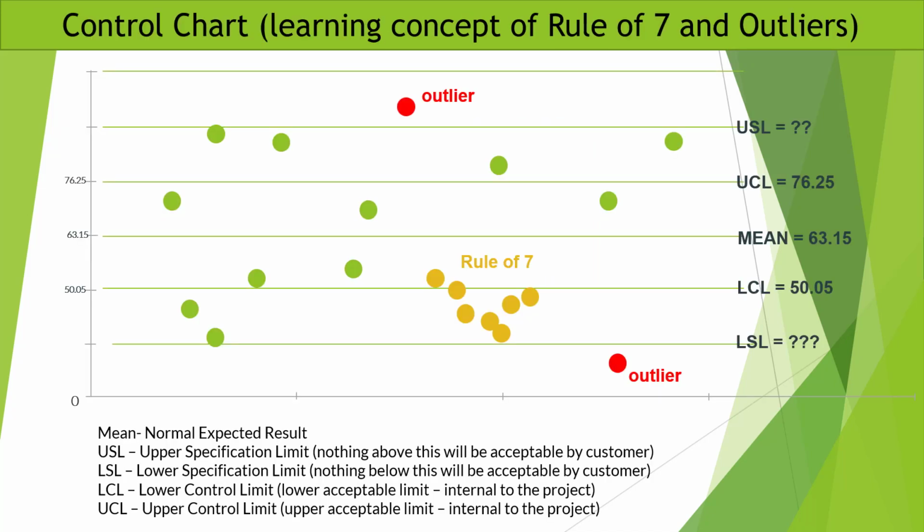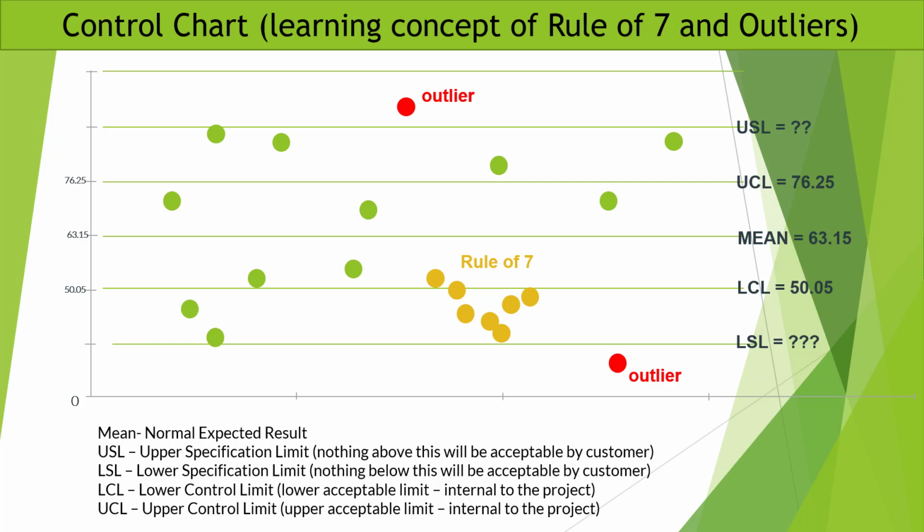So this is the learning concept of rule of 7 and outliers. Now here you will see the UCL and the USL, which is your upper control limit and upper specification limit. To refresh the memory, the upper control limit is internal to the project and the upper specification limit is as agreed by the customer. So the project team will try to maintain the process data values between the mean and the upper control limit, which is 63.15 and 76.25.